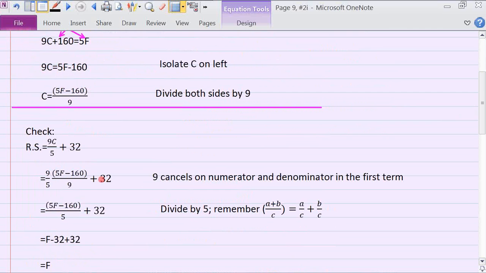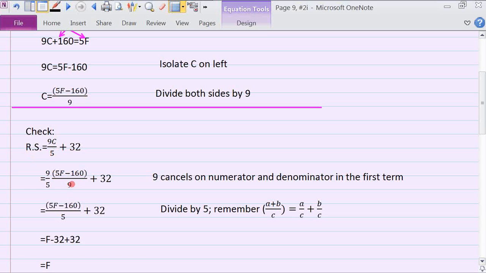So you can see right here, I've got 9/5. Here's the 9/5 for the c. Here's the c right here, and I'm substituting for it right here. So here's what I found for the c. And this 32 here is this 32. So I'm taking the right side of the equation, substituting for this c right here and simplifying it.